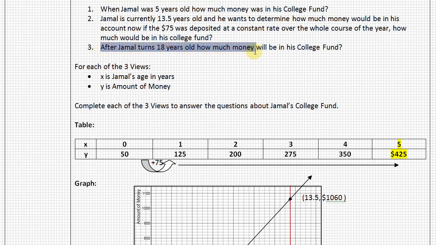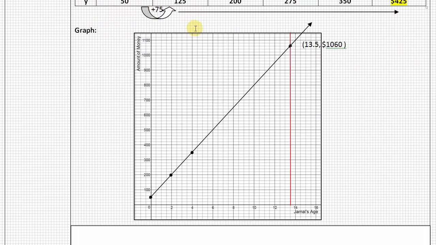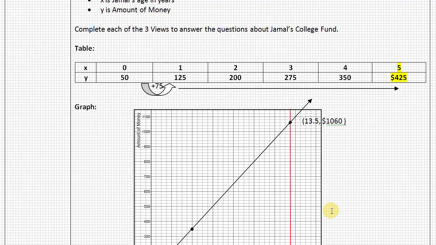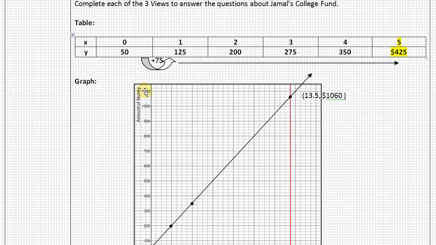And then for our last one, after Jamal turns 18 years old, how much money will be in his college fund? This is again one where I wouldn't want to use our table because I'd have to calculate that all the way out, 18 calculations. On my graph, I could use a graph, but the way I set it up, 18 isn't on my graph. If I had planned for it, I could have done that. But another way, we can always use our equation, just like we could have used our equation for any of these. So we have some nice information here.